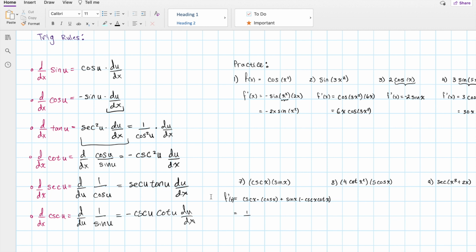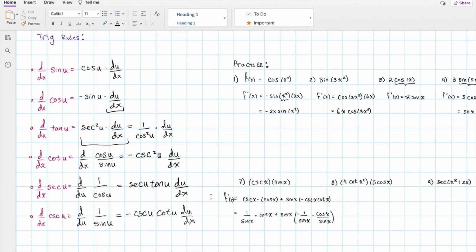Let's remember that cosecant of x is just 1 over sine x. So we're just going to multiply that by cosine of x plus sine of x multiplied by negative, again, 1 over sine of x, which is cosecant. And then cotangent of x is just cosine of x over sine of x. And these are trig identities, right? This is something that you might have covered in class before. If not, check out my other videos as well.